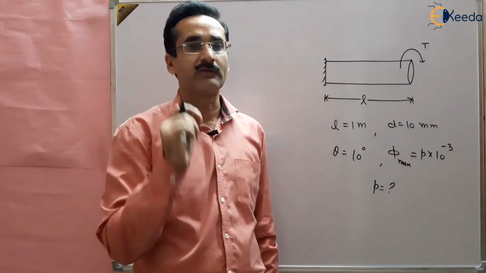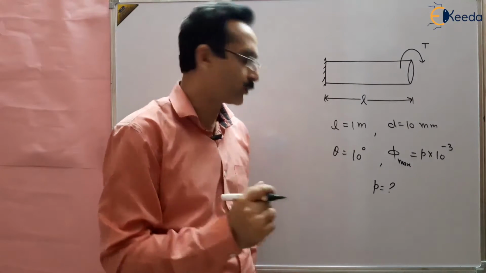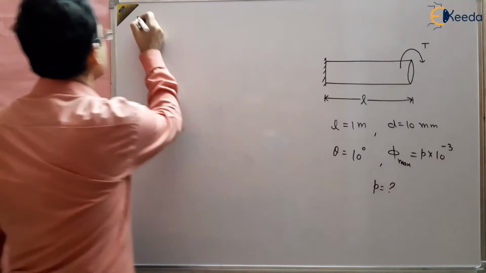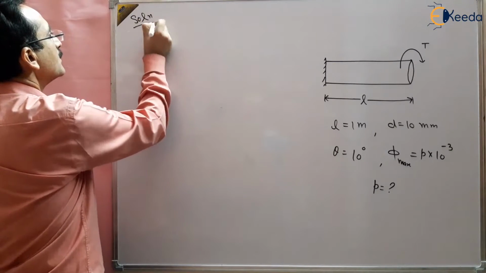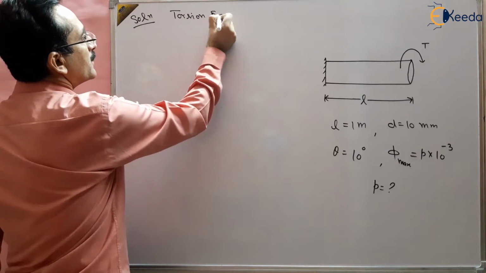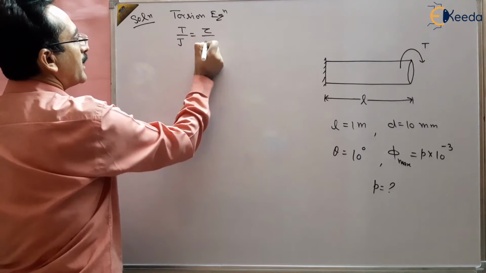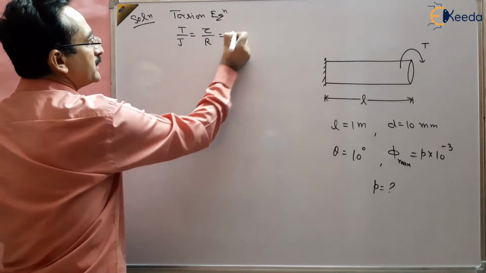We know the torsion equation. You have to apply the torsion equation: T by J, tau by R, G theta upon L, right? So let us solve this question. Torsion equation. What is the torsion equation? T by J, tau by R, G theta upon L.